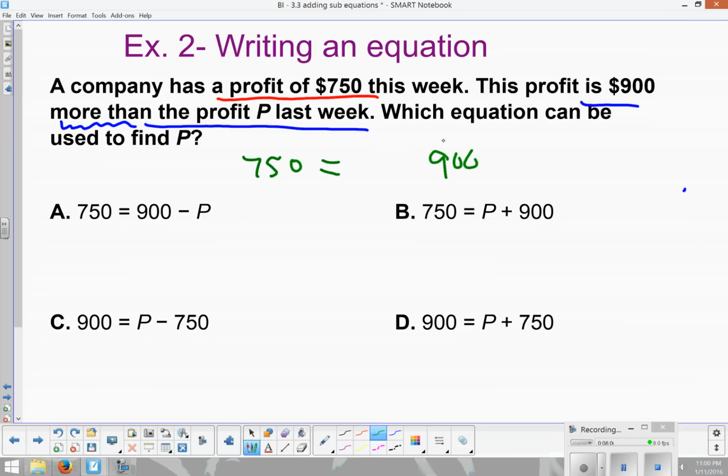But it says 900 more than. So again, what does more than mean? Plus. More than what? P last week. So we'll put P in the front. So 900 more than. More is plus.